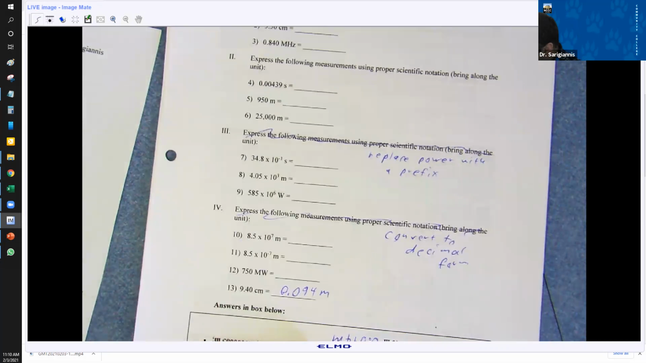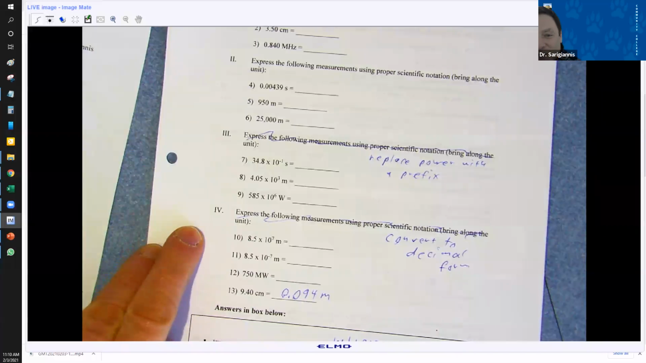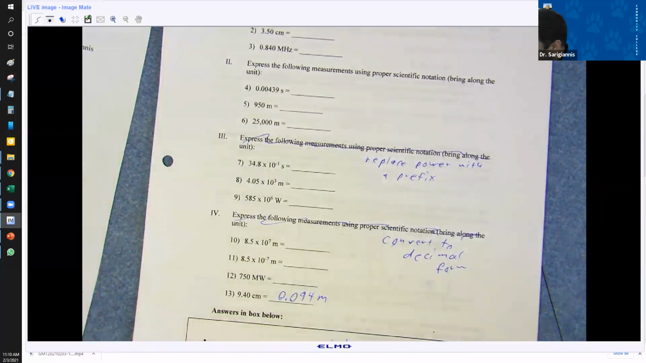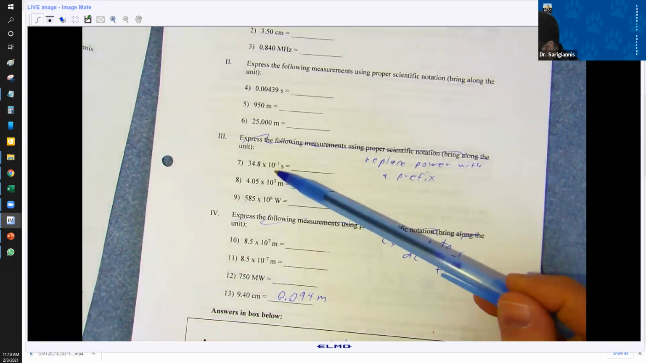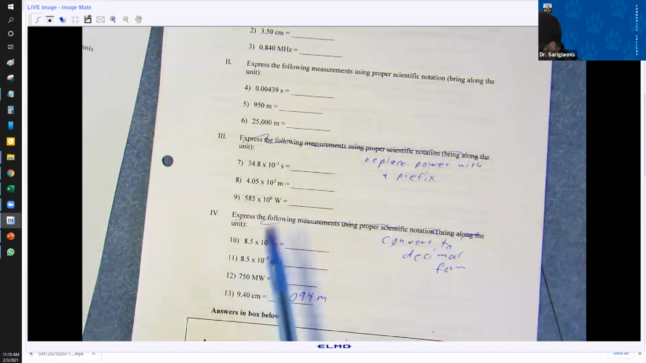Yeah, so as Mike pointed out, sections 3 and 4, the instructions are incorrectly labeled. They're just copy and pasted from above. This is to replace the power with a metric prefix, and then down here you're just supposed to convert to decimal form. And then the correct answer for number 13 is 0.094 meters.